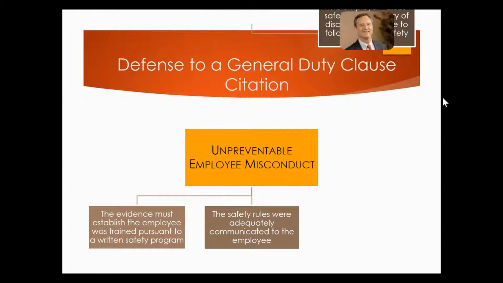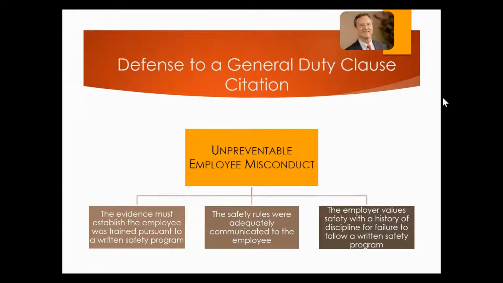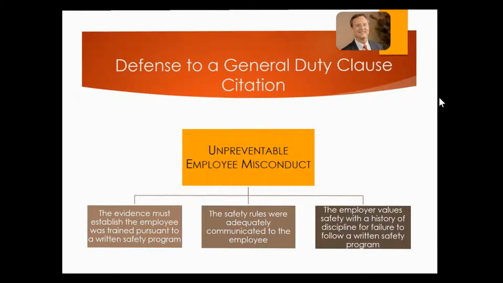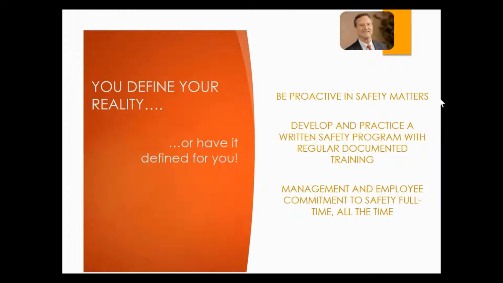The last element is the employee has to be disciplined. And what I mean by that, and this isn't me saying it, this is the United States Supreme Court saying it, that the employer values safety with a history of discipline. So you're encouraging your employees by disciplining them when they don't follow the written safety program. And in this particular case, if the employee did something they weren't supposed to do and they violated a written safety rule, you discipline them. That is an excellent defense to a general duty clause citation.